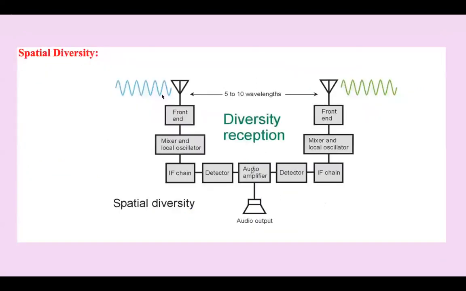We can see that in case of spatial diversity, if we consider this particular example, here we have two antennas which are separated by 5 to 10 wavelengths. So when these two antennas receive the signal, assume that this is the first signal and this is the second one. If suppose the first signal is highly faded, the second signal might not be faded to that extent, and hence we can select this particular signal for further processing, hence improving the link.